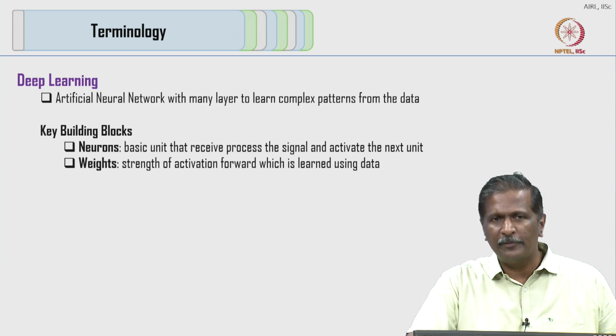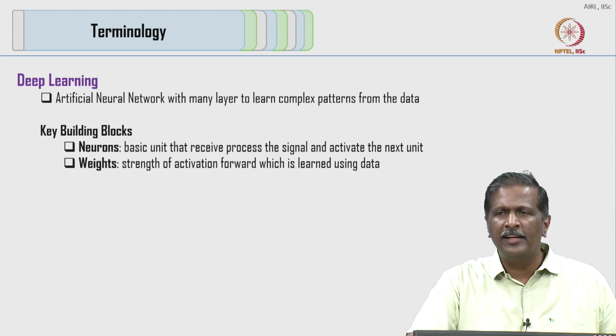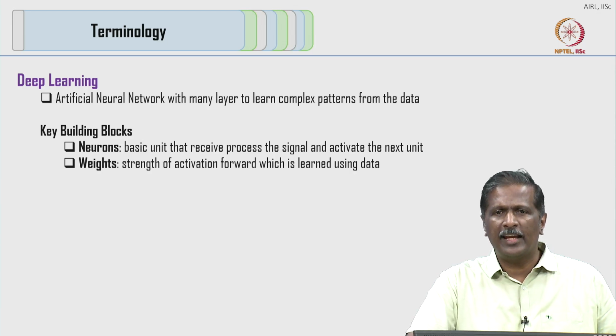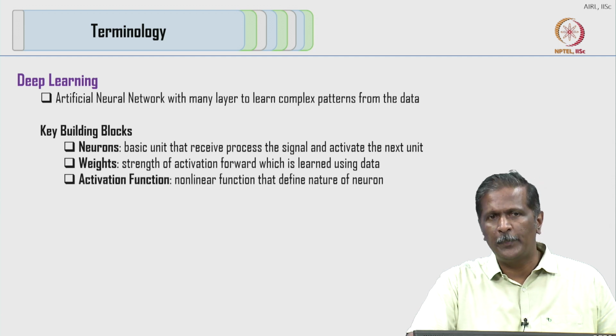We will also talk about weight. Weight is the strength of activation which is connecting between the input and the neuron. How these weights can be modified to represent the data, can we learn them automatically, all this we will be doing in this particular module.